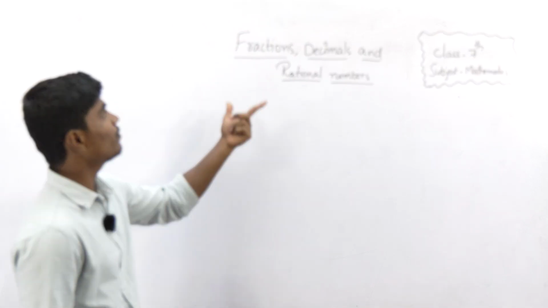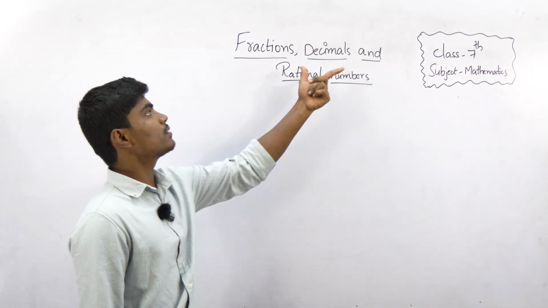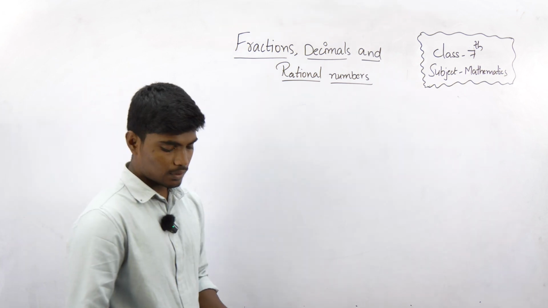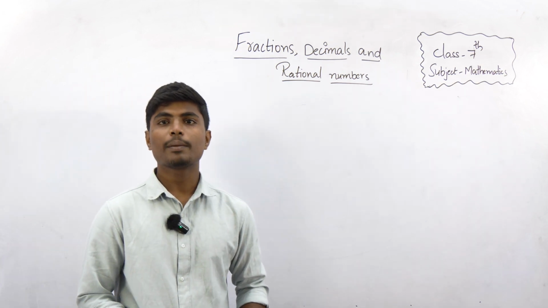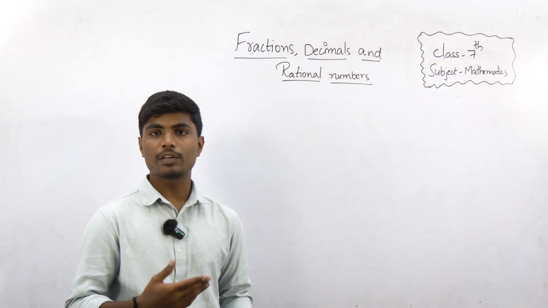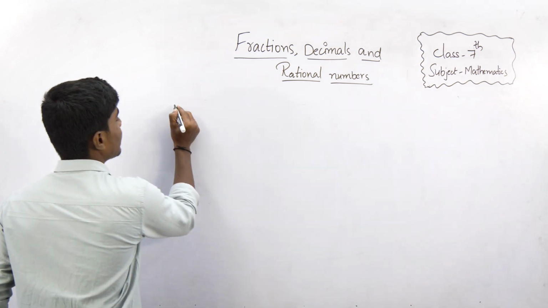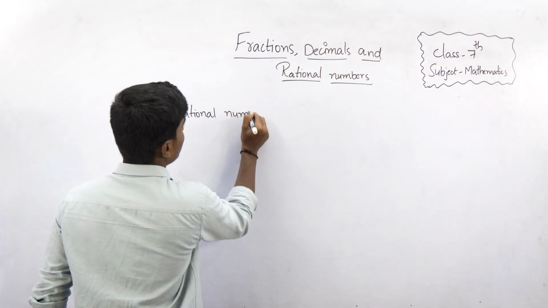So now we have discussed fractions and decimals. Now let's discuss rational numbers. What are rational numbers? The numbers which are in the form of p by q, where q is not equal to 0, are called rational numbers.